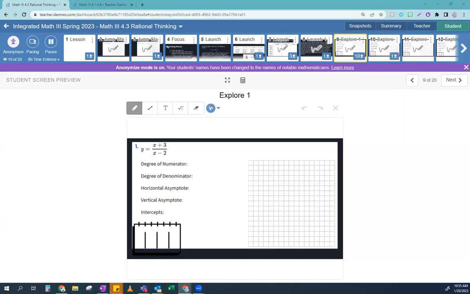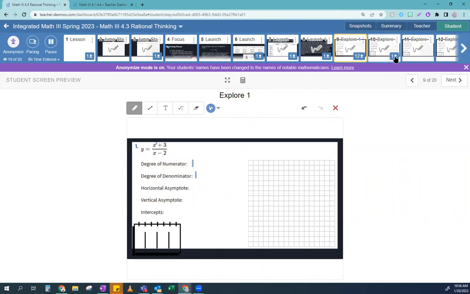All right. Giving you a couple more seconds. So hopefully you said the degree of the numerator is 1 because it's x to the first right here. Everybody comfortable with that? This is a 1 right here. Questions on that? Very good. So the next part is what's the degree of the denominator? Okay, so this is going to be 1. Got it? So everybody okay with this so far?